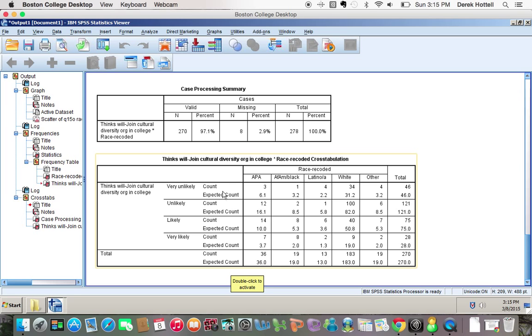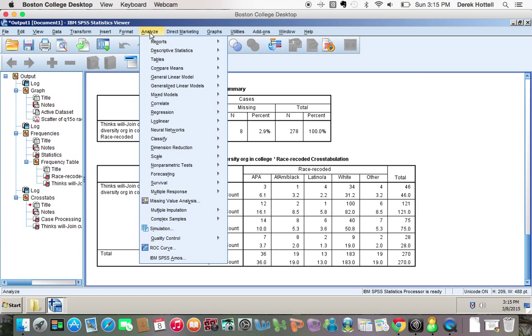And what it's doing is you have these expected counts. So 6.1, 16.1, 10, 3.7, 36. And these are based upon taking this total that you see across the bottom. So 36, 19, 13, 183, and 19, and then breaking that down based upon the rows. And if we add in the percent, it'll better illustrate that for you.